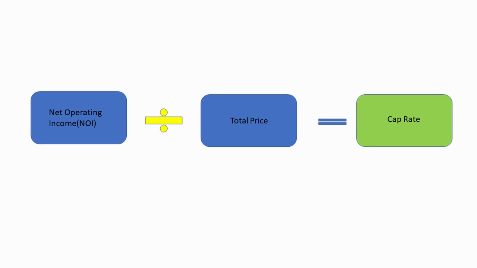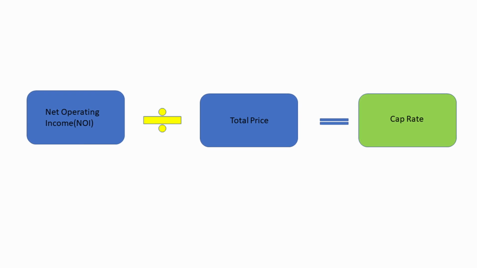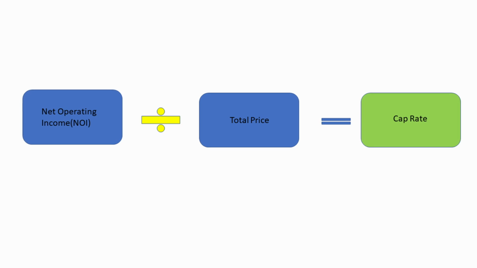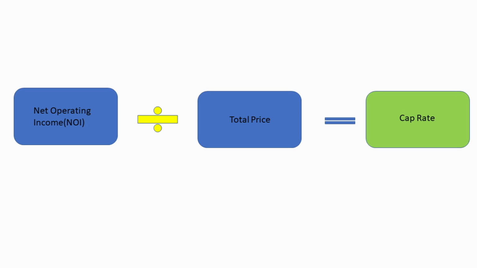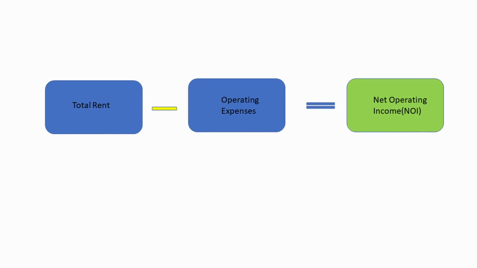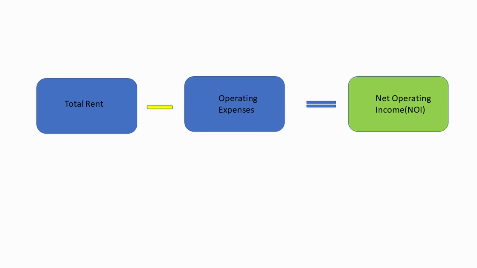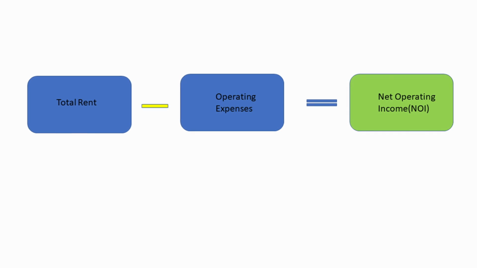The first calculation is called cap rate, also called capitalization rate. The way it gets calculated is, first you have to calculate the net operating income, or NOI, and divide it by your total purchase price. That will give you the cap rate. So how do you calculate the net operating income? As you see, the net operating income is your total rent minus your operating expenses.